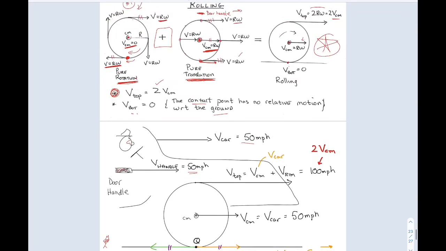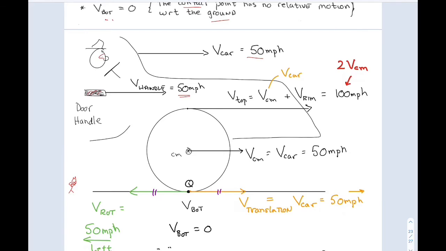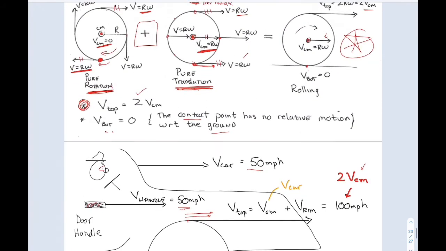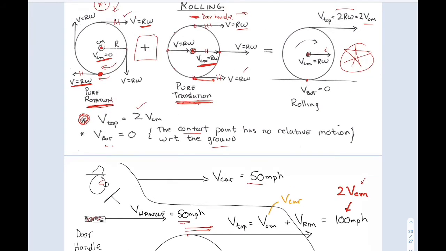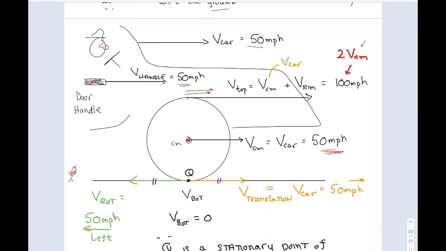So the car's headed to the right at 50 miles per hour. Door handle's moving to the right at 50 miles per hour. The center, the axle, is moving to the right at 50 miles an hour. We saw that the top of the wheel has linear speed 2 times the center of mass. So the top of the wheel is doing 2 things. It's heading to the right due to rotation, and headed to the right due to translation. So those 2 arrows added up to 2 times the speed of the center of mass.